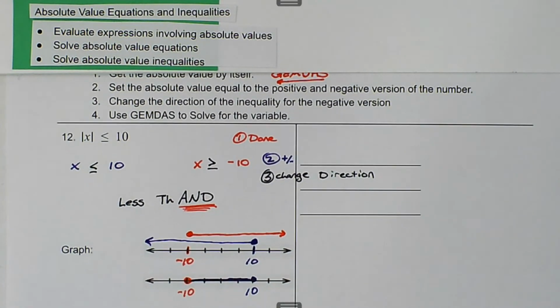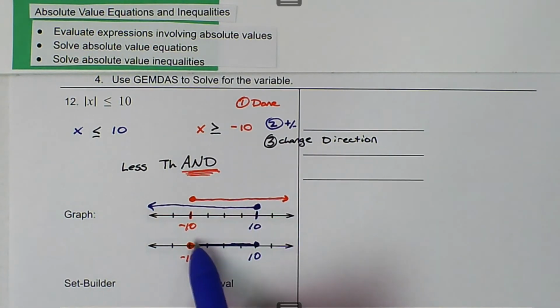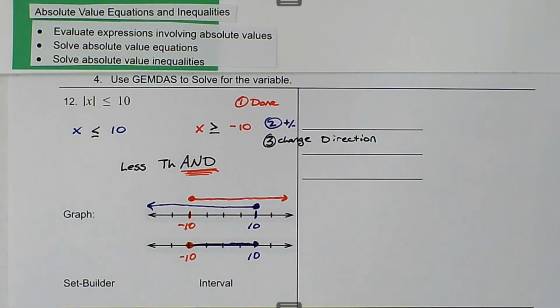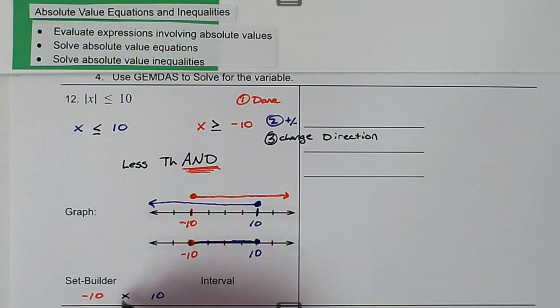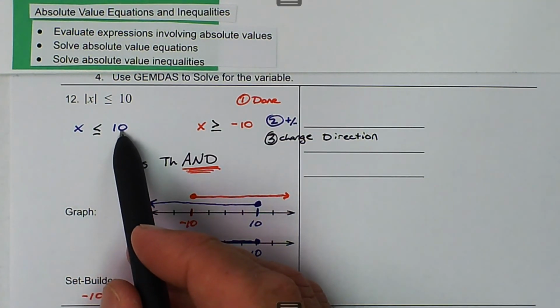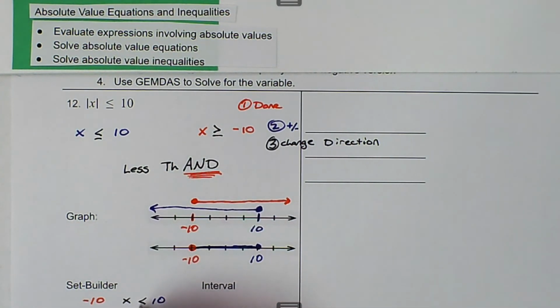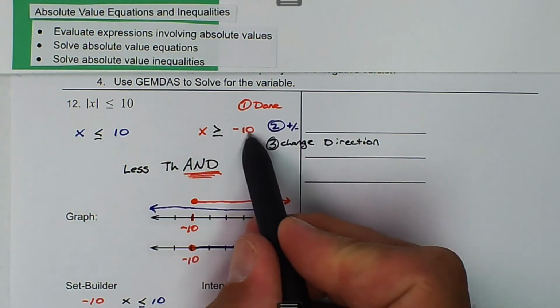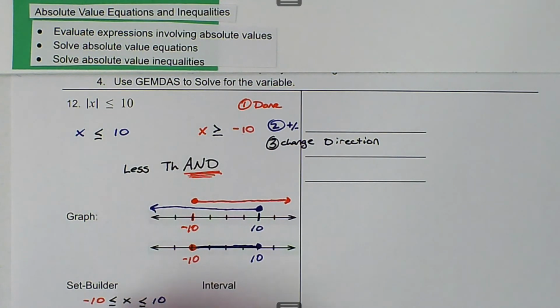Then we have to remember set builder. So set builder, it starts from negative 10 and goes to positive 10. So negative 10 to positive 10. And then the variable goes in the middle with the correct signs pointing. So between the blue 10 and x, the arrow points to the x. And between the negative 10, or the red 10, and the x, the arrow points to the negative 10. So I need to make sure the arrow remains pointing to the negative 10.